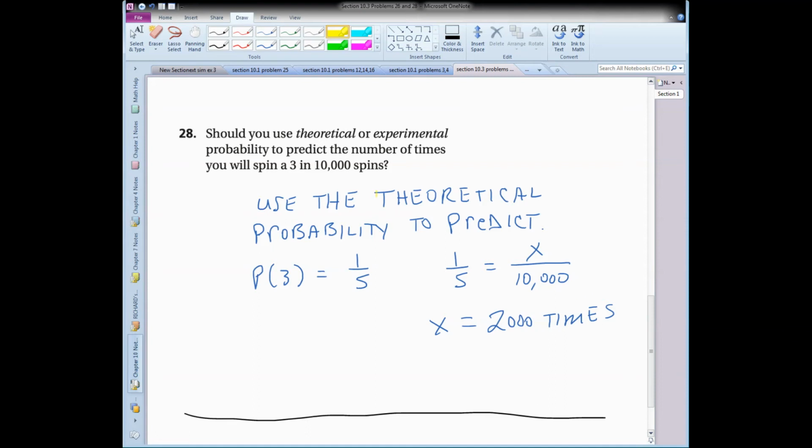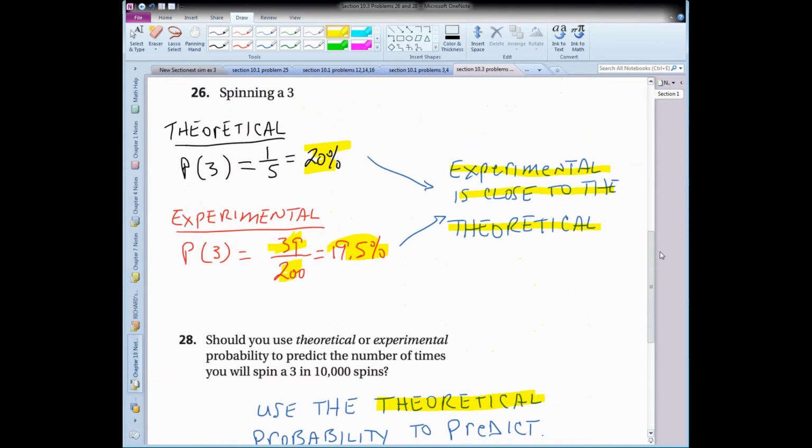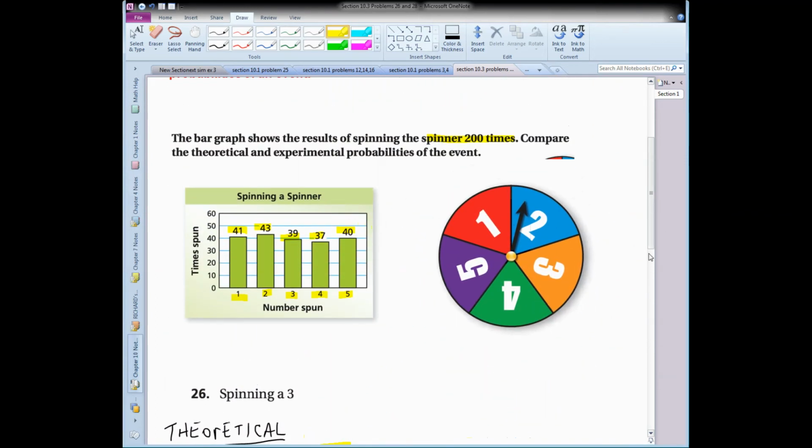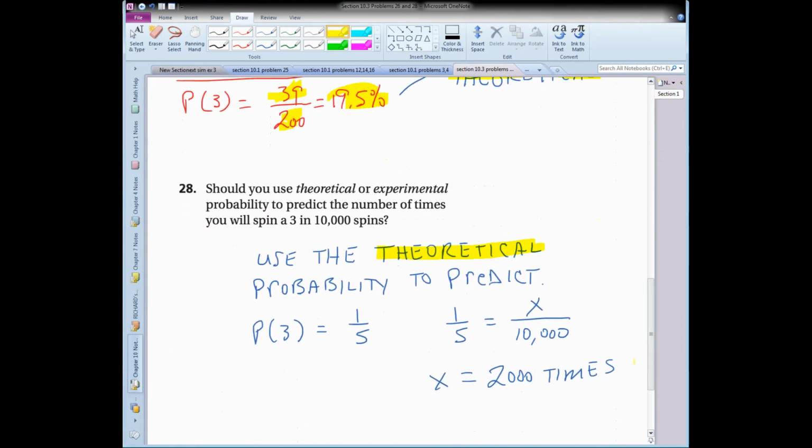And just like I said above, you want to use the theoretical probability because sometimes you could conduct this experiment, and let's say out of 10,000 times, you landed on a 3 twice, okay? And if you landed on a 3 2 out of 10,000 times, that's going to give you a very small probability, okay? But the theoretical probability tells you that out of 10,000 times, I should land on a 3 about 2,000 times, okay, in theory.